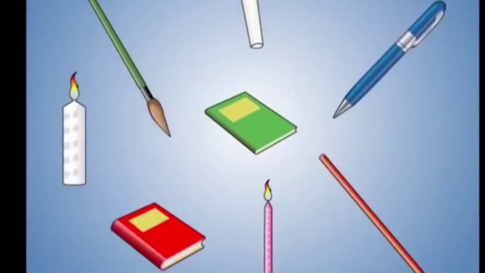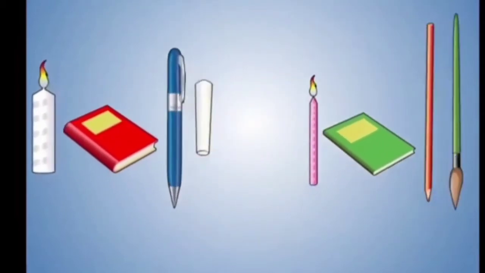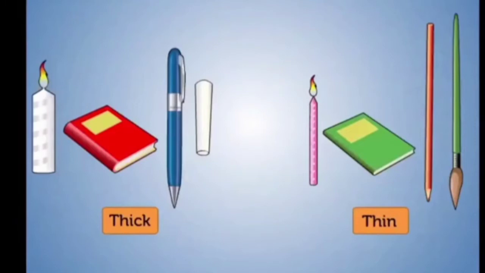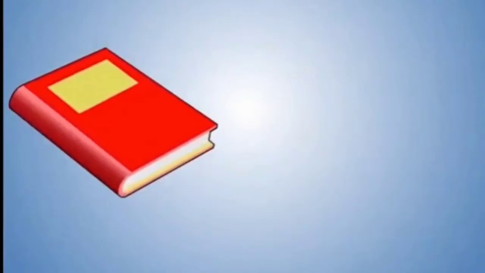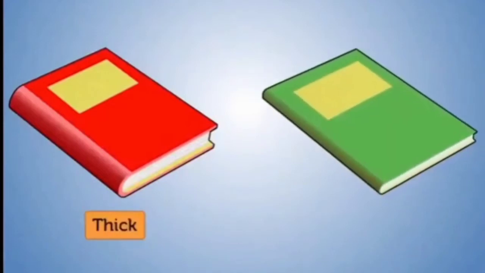We see many things every day. Some of these things are thick while some are thin. So we can say the objects can be thick or thin. Let's see some examples related to thick and thin. This red book is thick while this green book is thin.